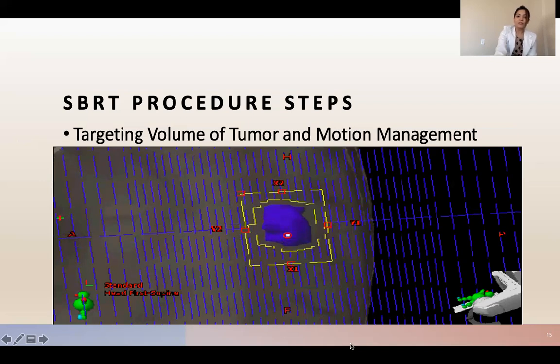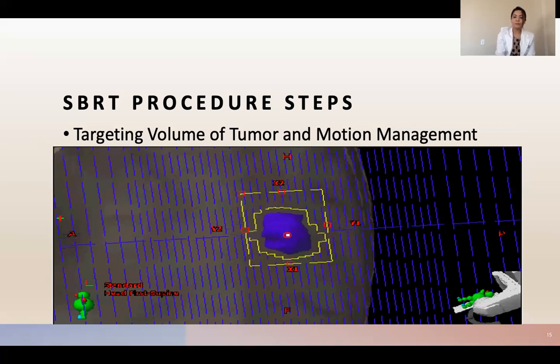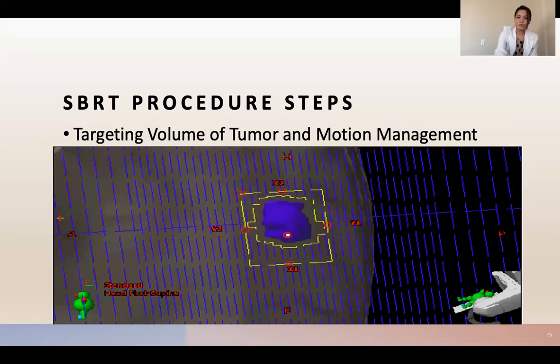So with SBRT, that's why they take the accurate measurement and accurate position of the tumor, and they also see the surrounding healthy structures to make sure that the radiations are only being applied to the tumor and they are not affecting the surrounding healthy tissues.